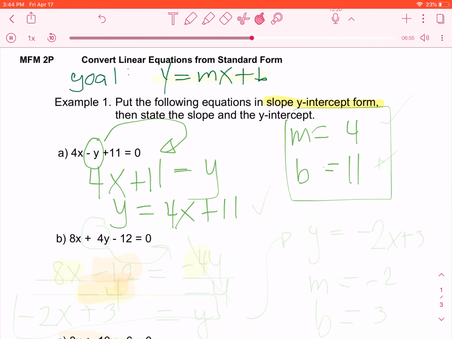So I've done 2 things. I've put it into slope y-intercept form. I've also stated my slope, or rise over run, so that would be 4 over 1. I've also stated my y-intercept, which is 11.